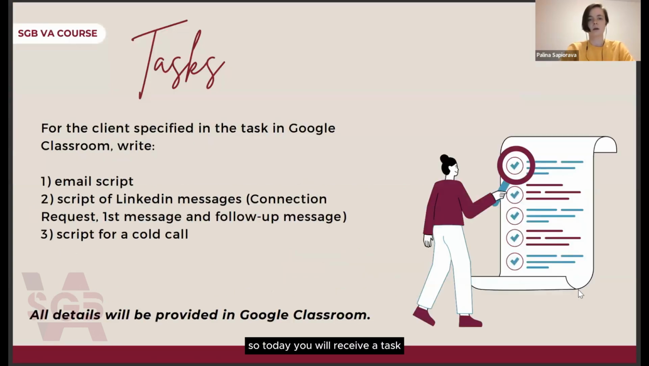So today you will receive a task. For the client specified in the task in Google Classroom, you should write, first of all, an email script, then a script of LinkedIn messages: connection request, first message, and follow-up message, and a script for a cold call. All the details will be provided in Google Classroom.